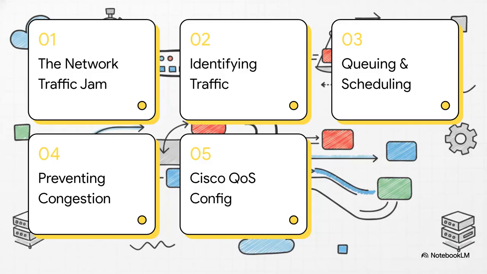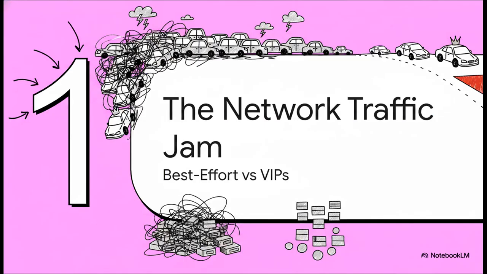So, here's our roadmap for today. We're going to cover the network traffic jam itself, how to identify the traffic, queuing and scheduling rules, preventing congestion, and finally, Cisco QoS configuration. All right, Section 1. The network traffic jam.